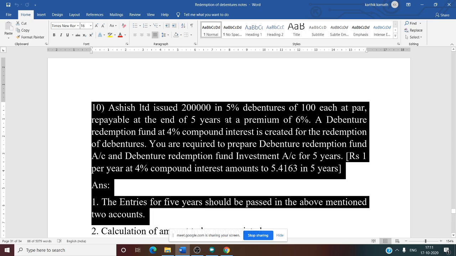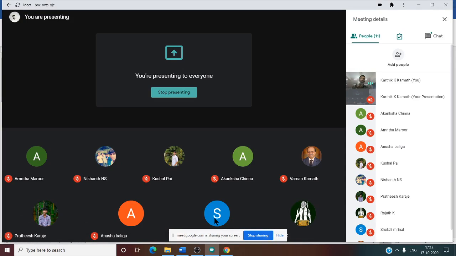So what happens? The actual amount borrowed by the company is 2 lakh. After the expiry of 5 years, the company is going to pay 12,000 extra. So is it a loss or profit to the company? It is a loss to the company. Why is it a loss? Because the company is going to pay more amount. That is why it is a loss to the company.